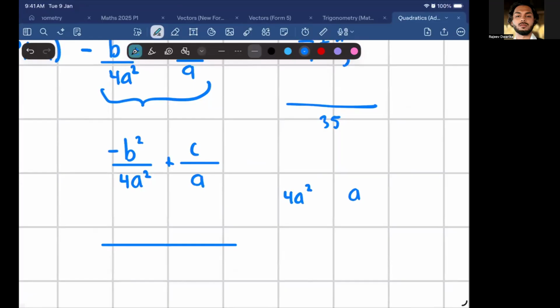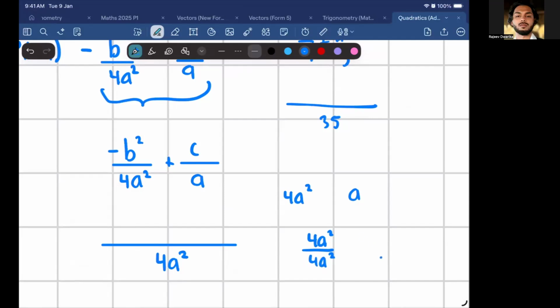4a squared. Yes, that would be correct. Caleb, if you are confused, let me show you something. If you had 4a squared, could 4a squared go into 4a squared? Yes. How much times? Once.